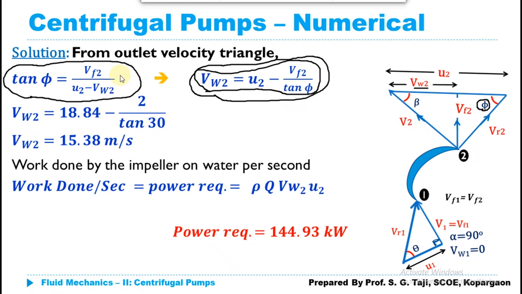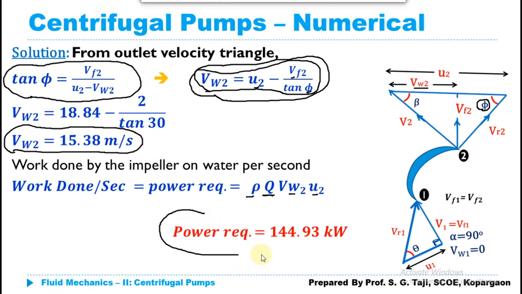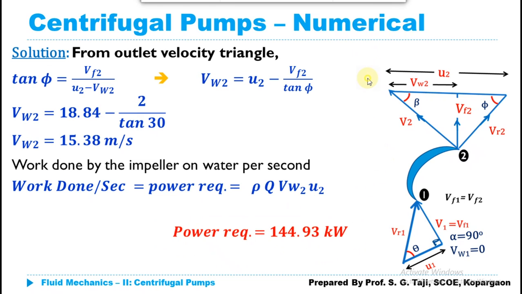If you don't want to memorize it, then in that case you can simply go with the trigonometrical relationship. So just simply by putting all the values of U2 and Vf2 and phi in this expression, we are getting Vw2 as 15.38 meter per second. Discharge is already given in the numerical. So simply putting the value of density, discharge, Vw2 and U2, we are getting the required power, that is coming out as 144.93 kilowatt.